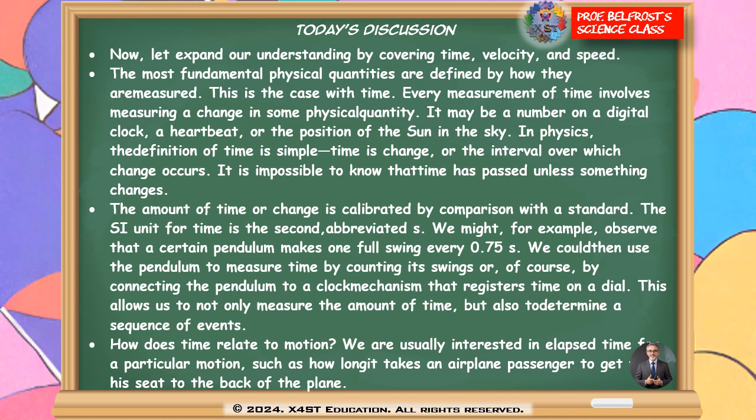Now let us expand our understanding by covering time, velocity, and speed. The most fundamental physical quantities are defined by how they are measured, and this is about time. Every measurement of time involves something changing in some physical quantity. It may be a number on a digital clock, a heartbeat, or the position of the sun in the sky. In physics, the definition of time is simple. Time is just change or the interval over which change occurs, and it's impossible to know that time has passed unless something has changed.